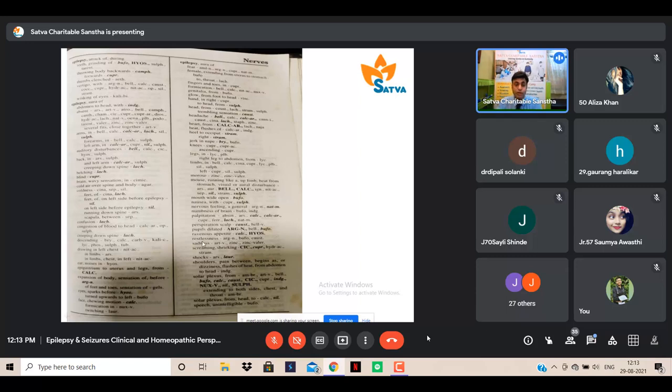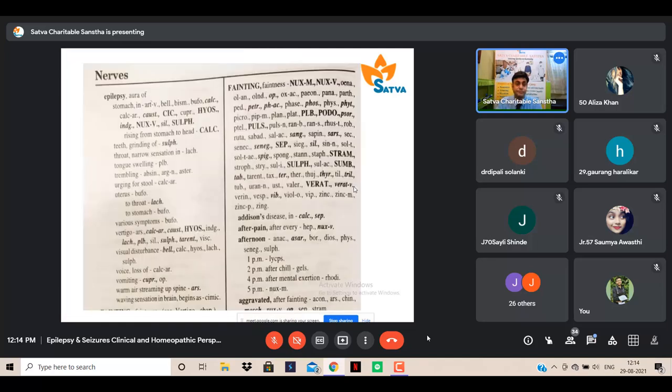Now, one more aura is the ravenous appetite before the convulsion. The patient will come and say, "Arre, I feel so hungry." Before the convulsion, the remedy is Calcarea and Hyoscyamus. I think all the auras you can see have been mentioned in Murphy's repertory. If you would like to discuss after the lecture, we can discuss it.